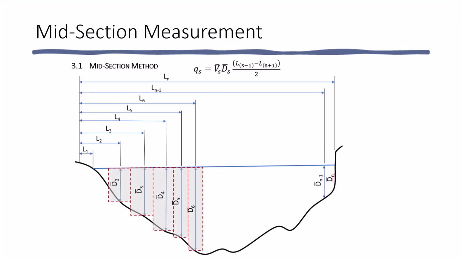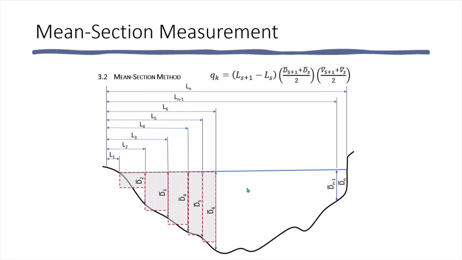The data collection for mid and mean section methods is the same. ADCP measurements are collected at fixed locations, usually 20 to 25 locations, distributed across the cross-section, and the depth, distance from start bank, and the mean velocity for each location are determined. The difference between the mid and mean section methods is how the discharge is computed from these fixed measurements.